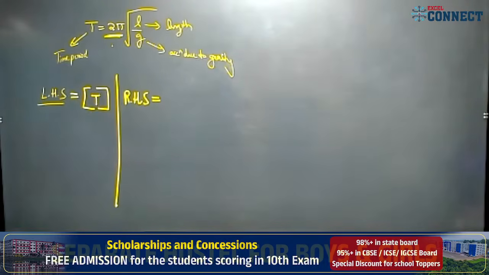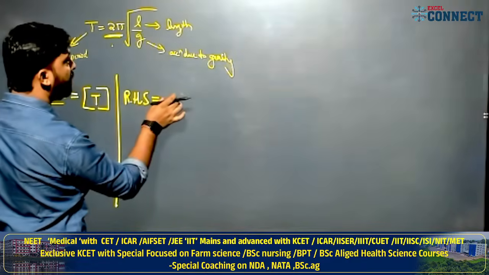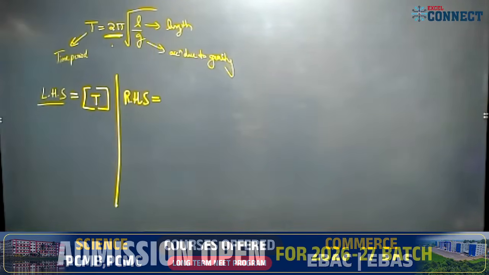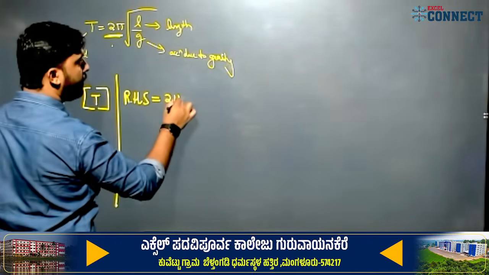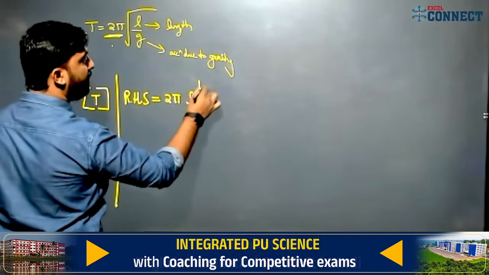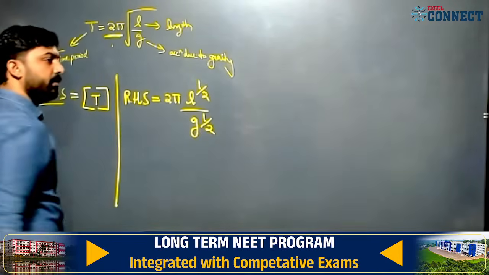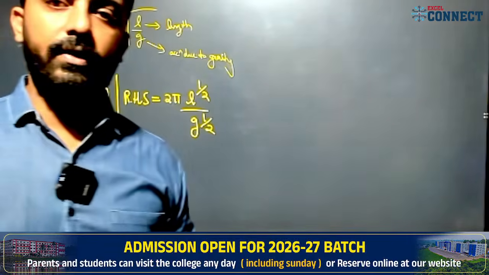Here it is multiplication happening, not addition, see. So what is the dimension of 2 pi? 2 pi does not have any dimension, but root L by G does have a dimension. Look here. What is on the right side? 2 pi, and root L by G, this can be written as L power half and G power half, right? Root L divided by root G.